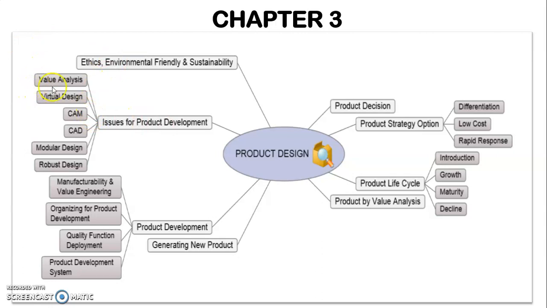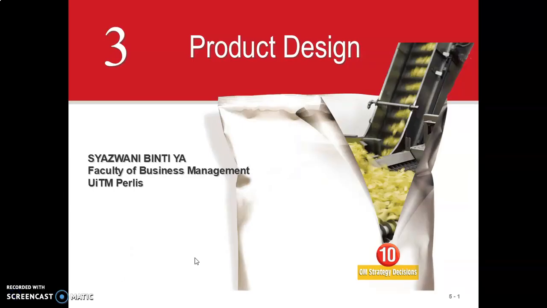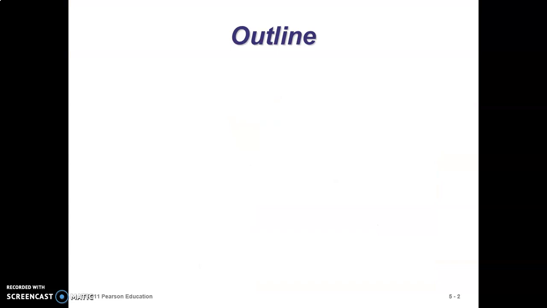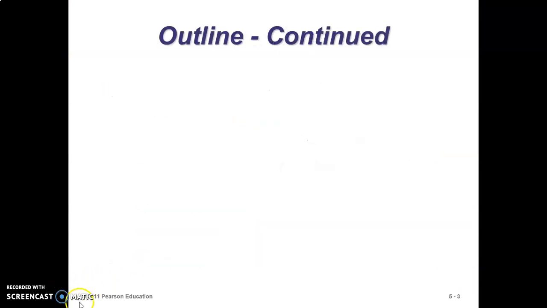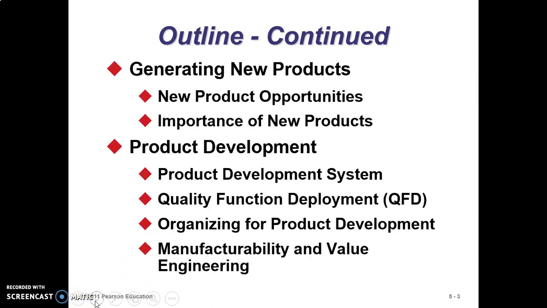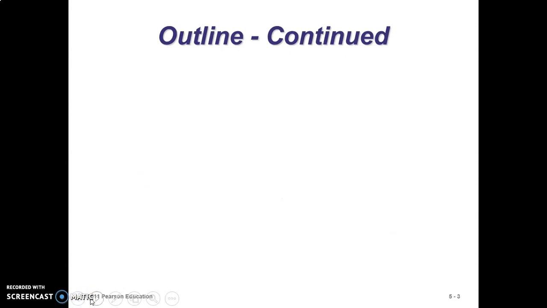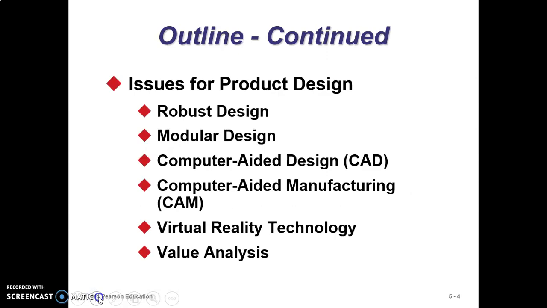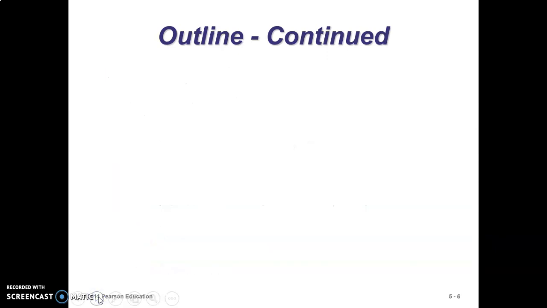Then we will look into value analysis, virtual design, computer aided manufacturing, where most factories use this computerized system, and CAD, computer aided design, and modular design, robust design. The last part we will touch on is ethics, environmental friendliness, and sustainability. In product design, we do have all those subtopics that have been explained previously. So I will go directly to our first part in chapter 3.